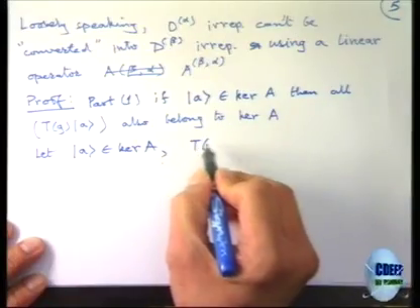This can be seen because, let a belong to the kernel of A, and we take A acting on T g of a.